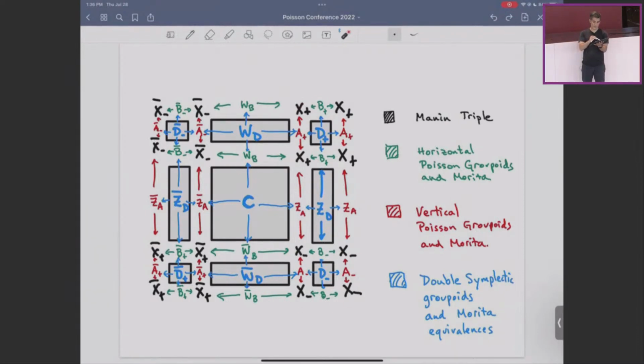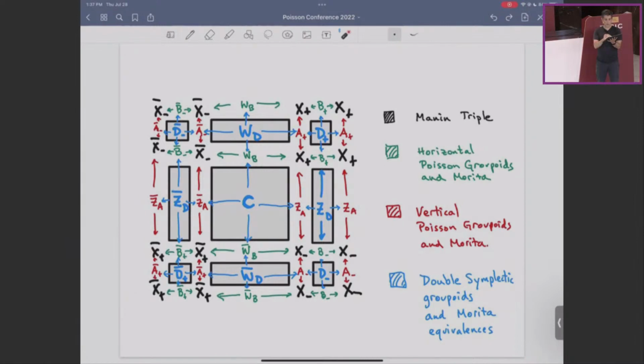So the side groupoid of D plus is not Morita. So this side groupoid, this is a Poisson groupoid. And the red is a Poisson groupoid, and the green is also a Poisson groupoid. And D is a symplectic double groupoid. That's the pattern. Everything that's in blue is symplectic, and everything that's in the Christmas colors, green and red, is Poisson. And then everything in black is just a Manin triple. So there are only 4 things in black: X plus, X minus, and their complex conjugates.